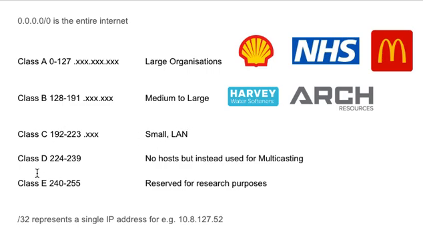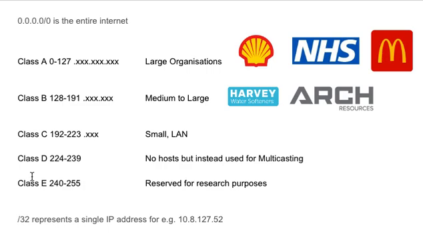Then we have Class D, and Class D has no hosts, but instead it's used for multicasting. Multicasting is basically sending data across a computer network to several users at the same time, usually for gaming. That's as far as I can relate to right now. There are other places where it is used, but gaming is a very big example. Class E is 240 to 255, which is reserved for research purposes.